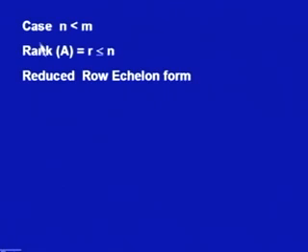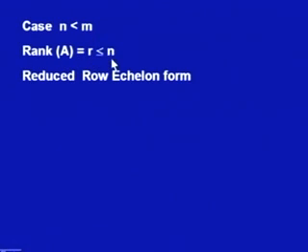So, with this we come to the last case where n is less than m, that is the number of unknowns is less than the number of equations. Clearly, even in this case the rank r will always be less than or equal to n, because this rank r cannot exceed n. So, we will have rank A is equal to r.